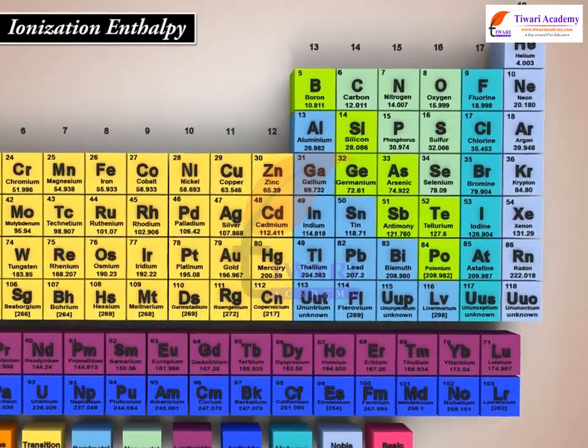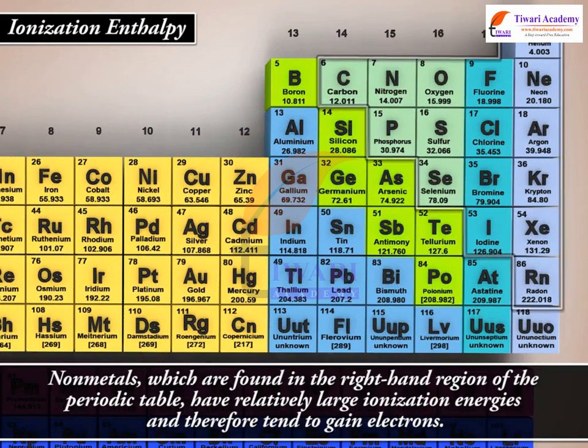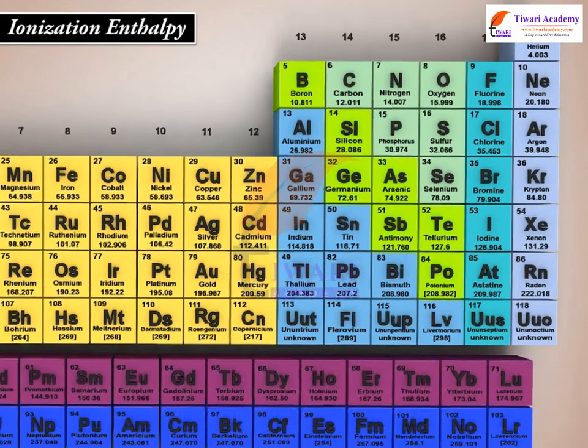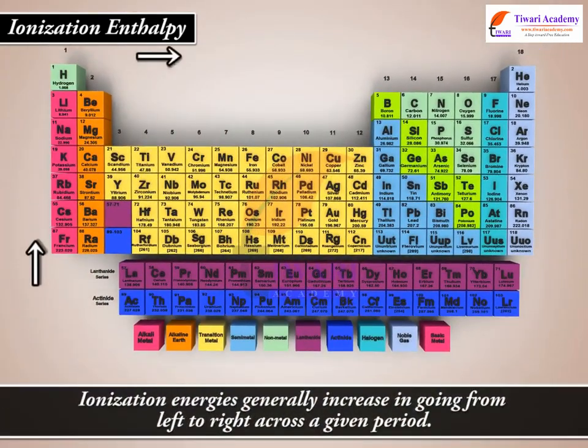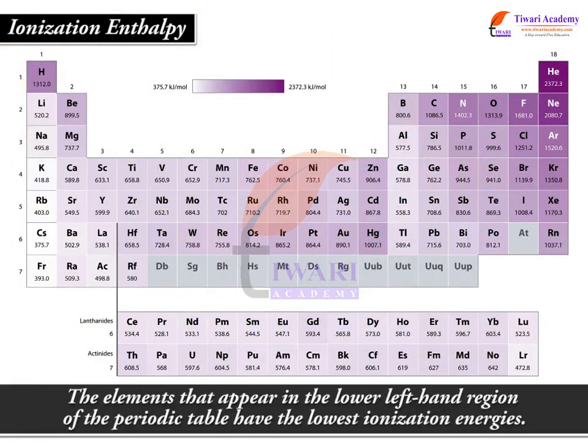Ionization enthalpy. Non-metals, which are found in the right-hand region of the periodic table, have relatively large ionization energies and therefore tend to gain electrons. Ionization energies generally increase in going from left to right across a given period. Thus, the elements that appear in the lower left-hand region of the periodic table have the lowest ionization energies.